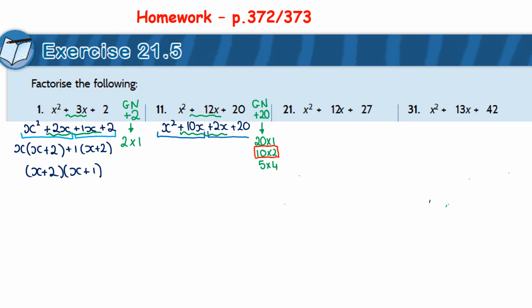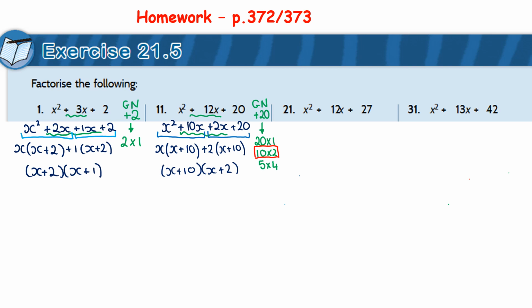And now we're going to do some grouping. X is common. We're left with x plus 10. Plus 2 is common, and we're left with x plus 10. X plus 10 is common, and x plus 2. Again, if you did it in a different order, your brackets would be in a different order, but otherwise it should be okay. So question 21.